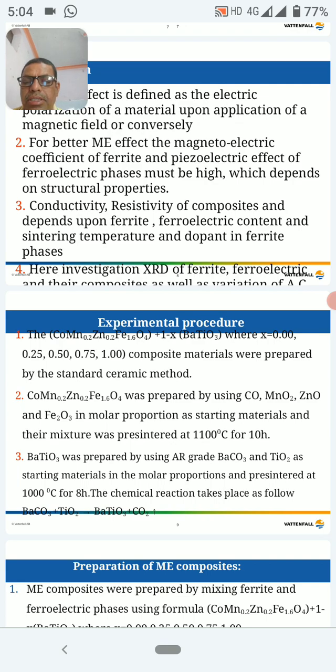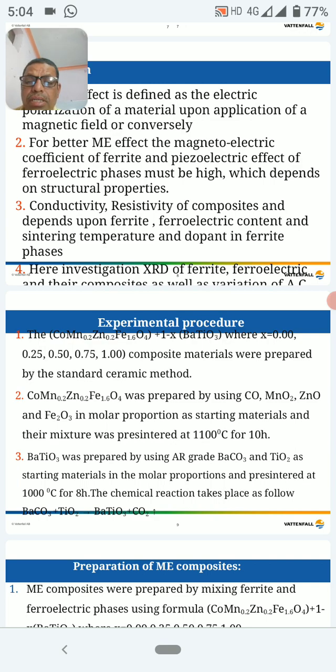Ferrite phases such as Co Mn Zn Fe 1.6 O4 are prepared from cobalt oxide, manganese dioxide, zinc oxide, and ferric oxide in molar proportion as starting materials, and their mixtures are sintered at an elevated temperature, that is 1100 degrees Celsius for 10 hours, and then there is a formation of manganese and zinc substituted cobalt ferrites.